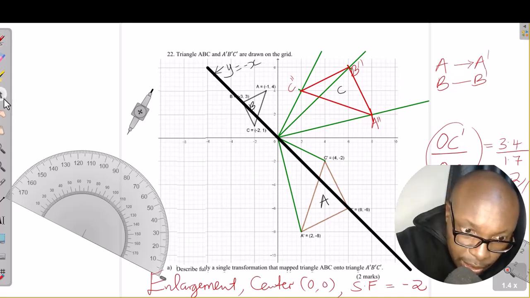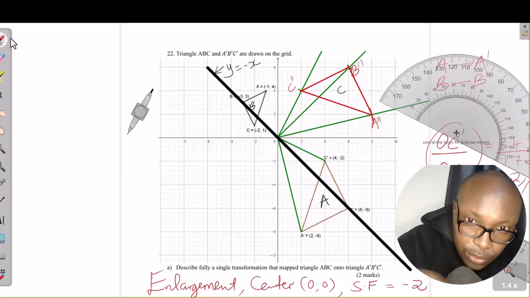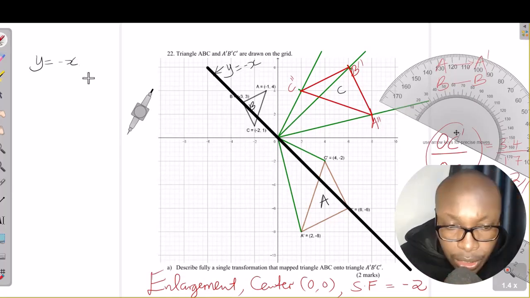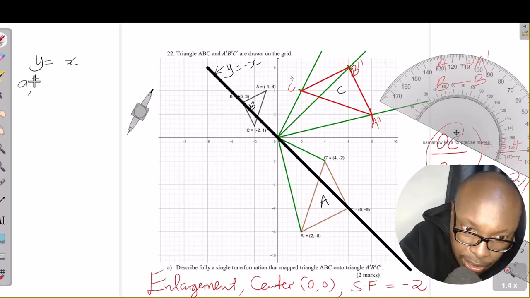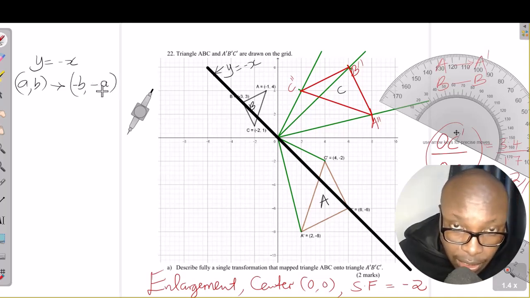Before you draw that, there's one thing that you need to understand, that under a reflection in the line y is equals to negative x, if you have the object point as (a, b), you get the image as (negative b, negative a). So the points are reversed and they also change the signs. So it is easy to get the images of these points.